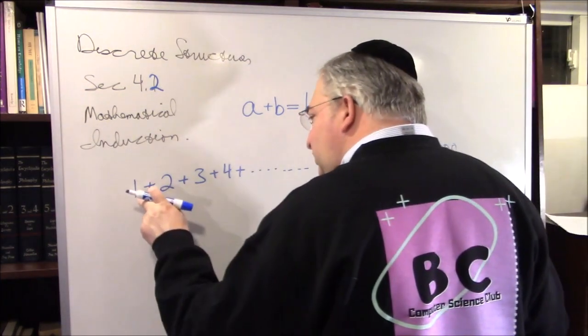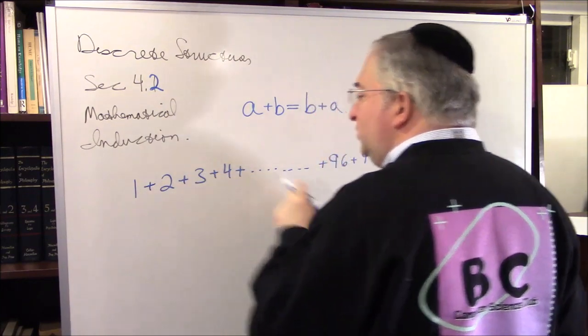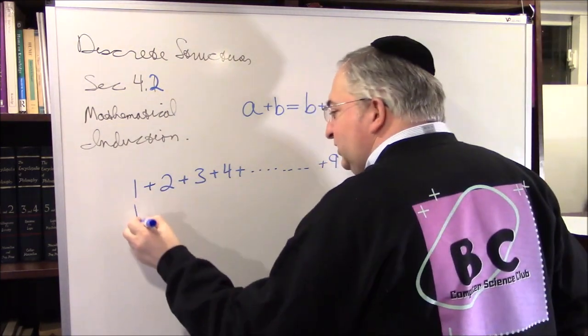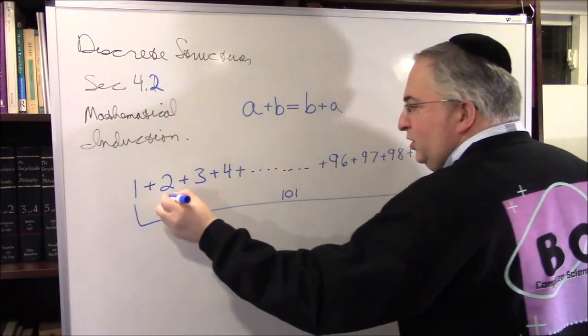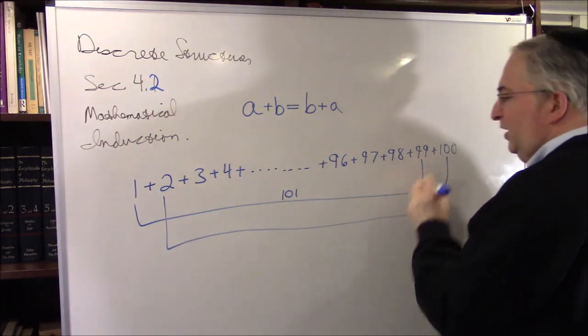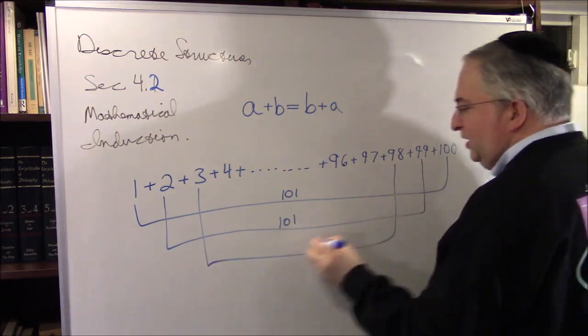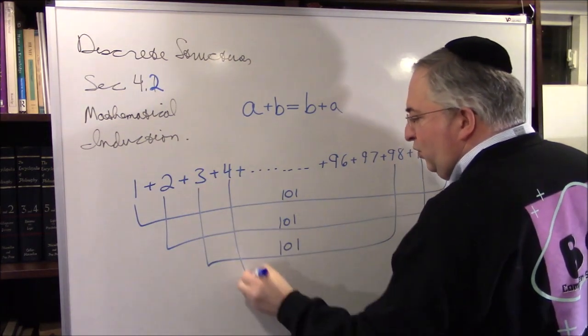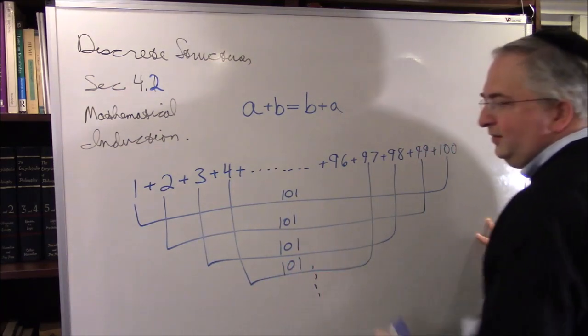So rather than doing it the way I would do it or the way you would do it, 1 plus 2 plus 3 plus 4, he added it like this. 1 plus 100 is 101. 2 plus 99 is 101. 3 plus 98 is 101. 4 plus 97 is 101. Dot, dot, dot. Okay?